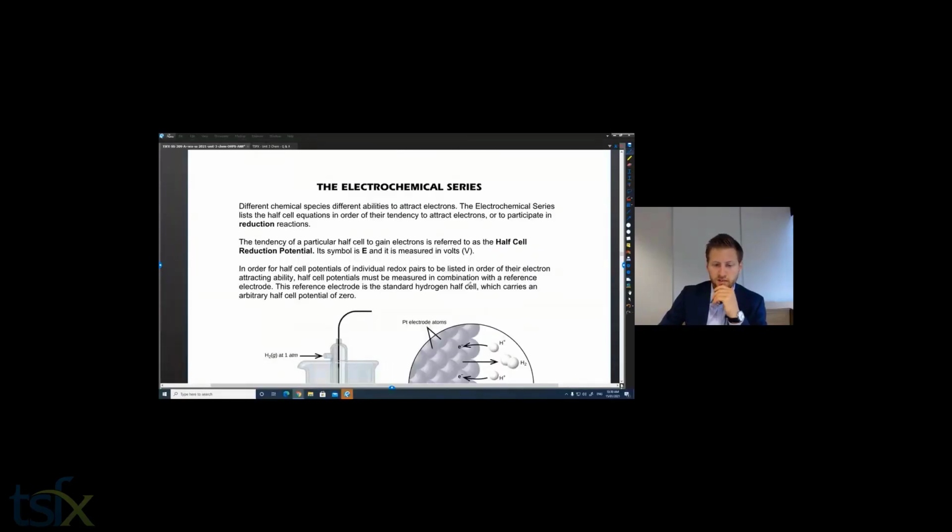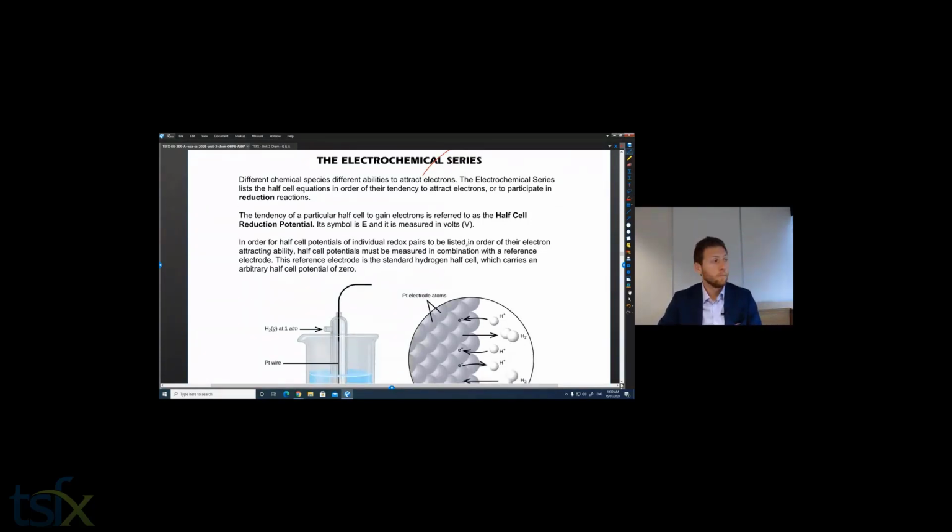Different chemical species have different abilities to attract electrons. That's to do with their electronegativity. Some are more electronegative and some are less electronegative. The electrochemical series gives you a list of all of the ability to gain electrons or to undergo reduction reactions.